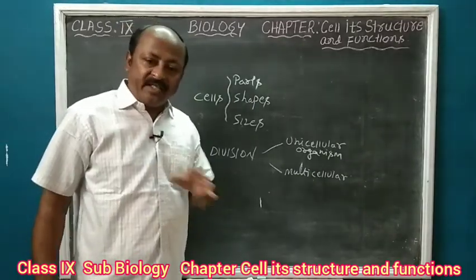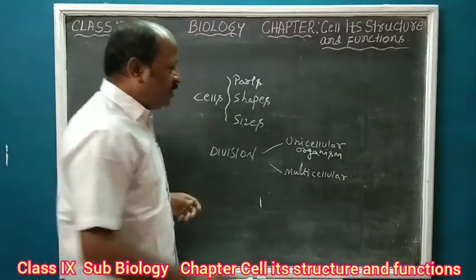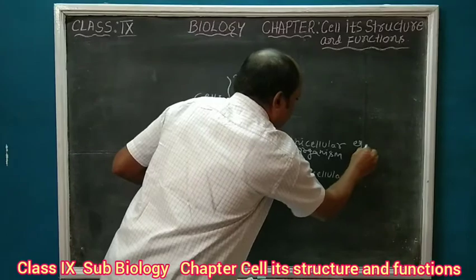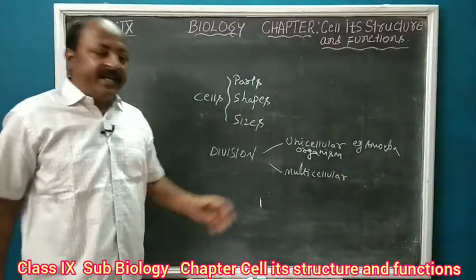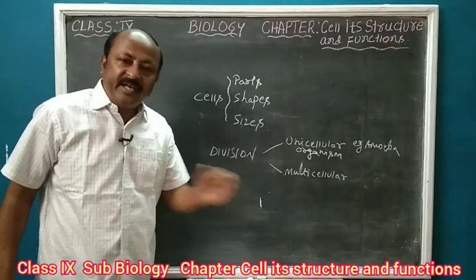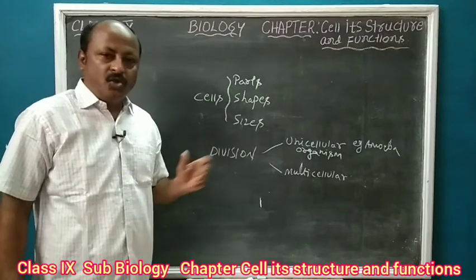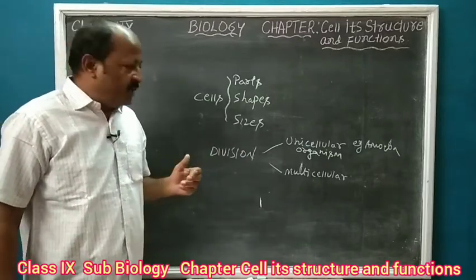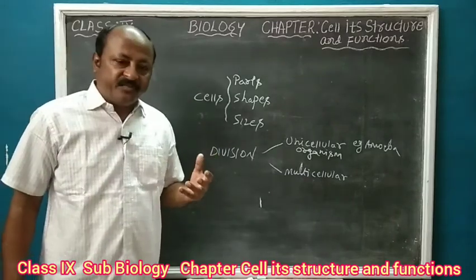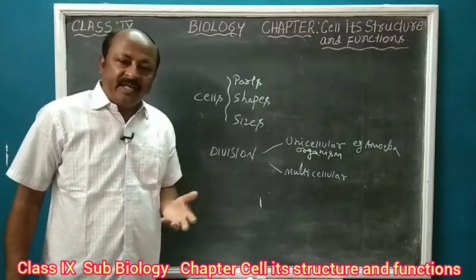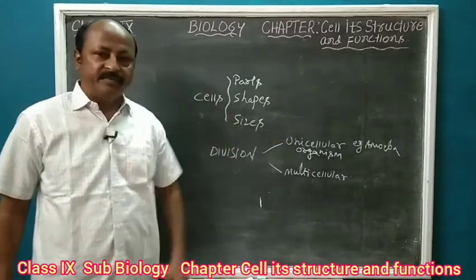That means all its functions are carried out by a single cell. For example, you can take amoeba. There are many other unicellular organisms like paramecium and euglena, and they carry out all their vital functions with the help of a single cell throughout their life.